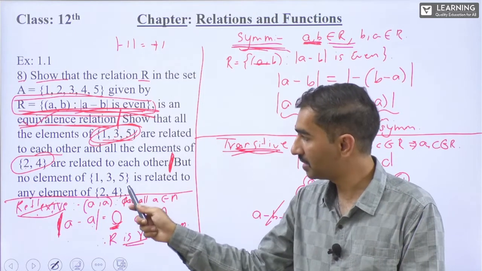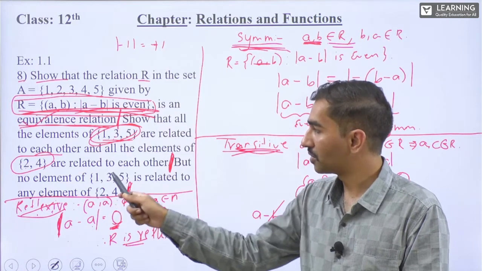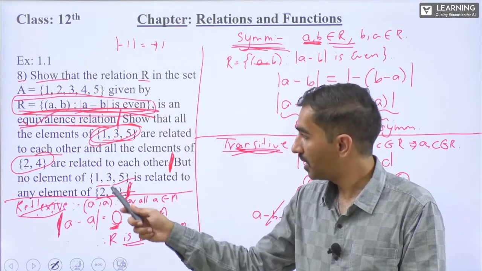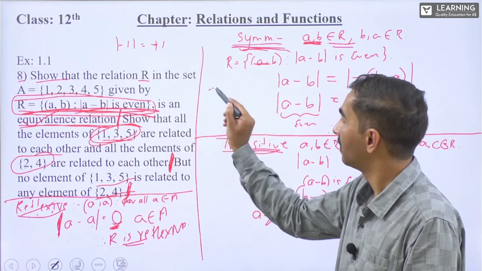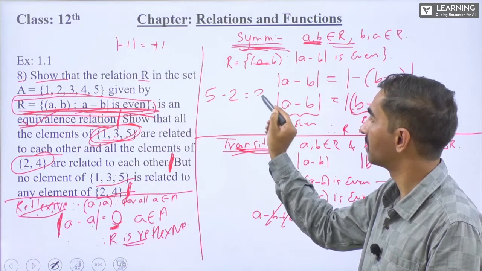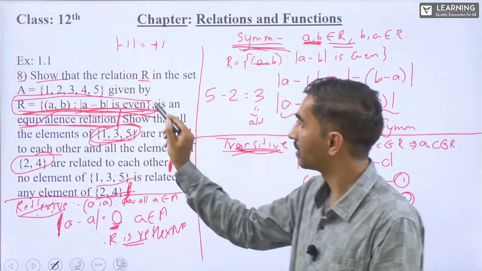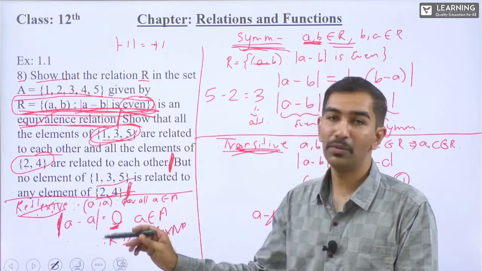So from here until here, no element of {1, 3, 5} is related to any element of {2, 4}. If you subtract an odd and an even number, it will always be odd. For example, see this, 5 minus 2, how much, students? 3. And what is 3? 3 is odd. What do we want here? We want even, correct? So these both are not related with each other.